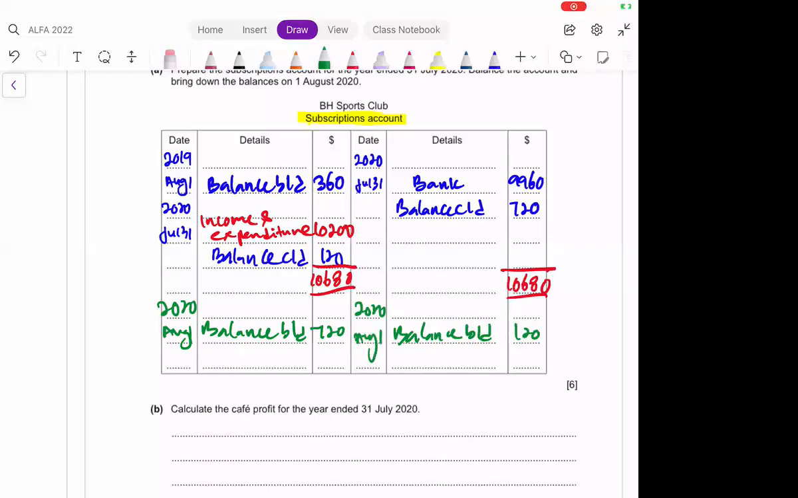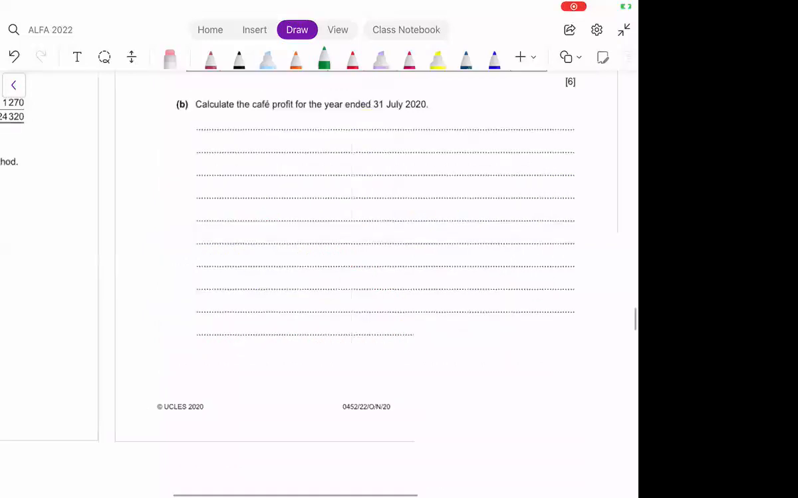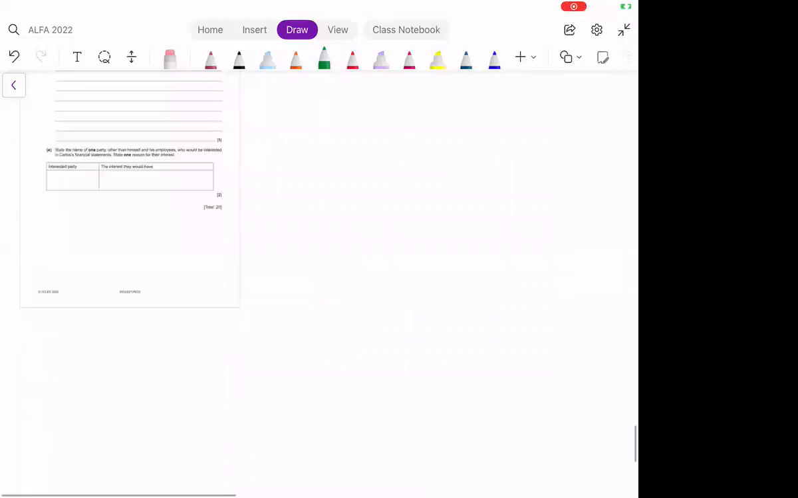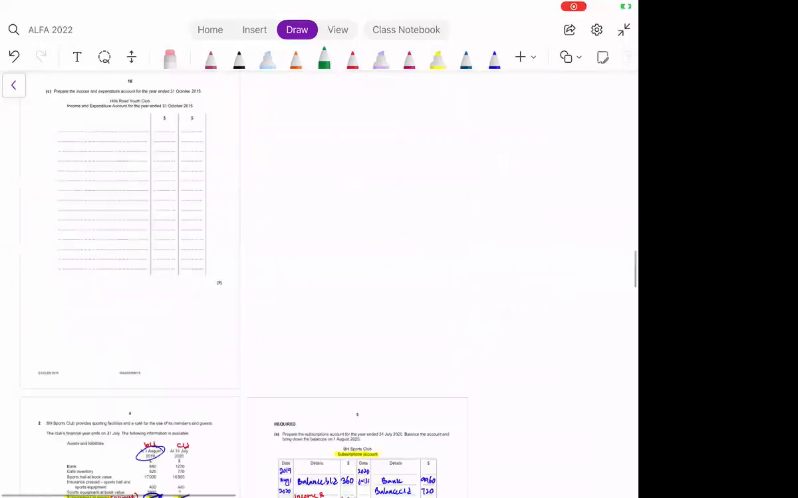Understand? Don't forget the b/d and c/d, because they ask you to prepare the account. If they ask you to prepare the account, they will give you marks for the b/d, so you must do the b/d. If they just ask you to calculate, actually you don't need to care about that. Okay, that's it for subscription.